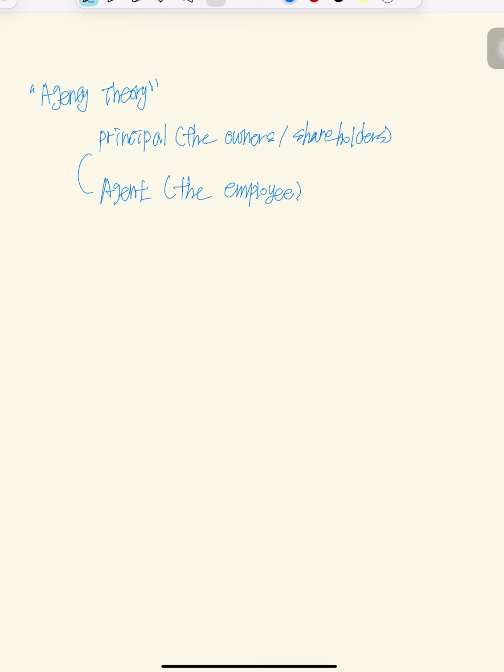So it assumes that employees are rational, self-interested actors who will avoid work and pursue their own interest, unless they are strictly monitored or incentivized with financial rewards. So this paradigm led to the widespread global adoption of carrots and sticks, performance-related pay, stock options, and hyper-detailed KPIs as well.